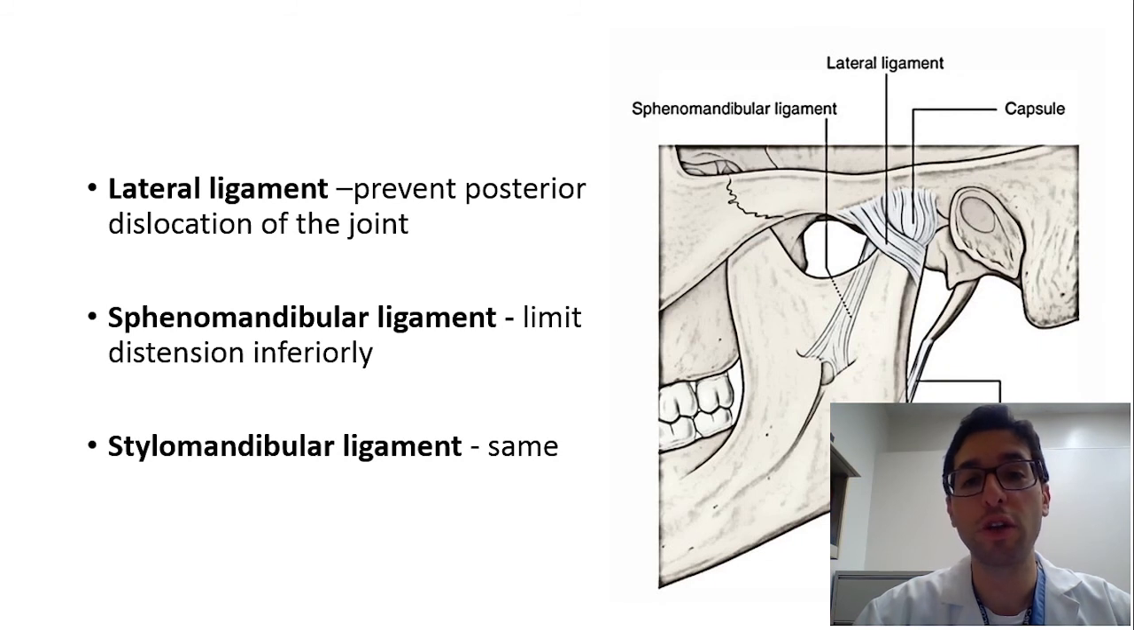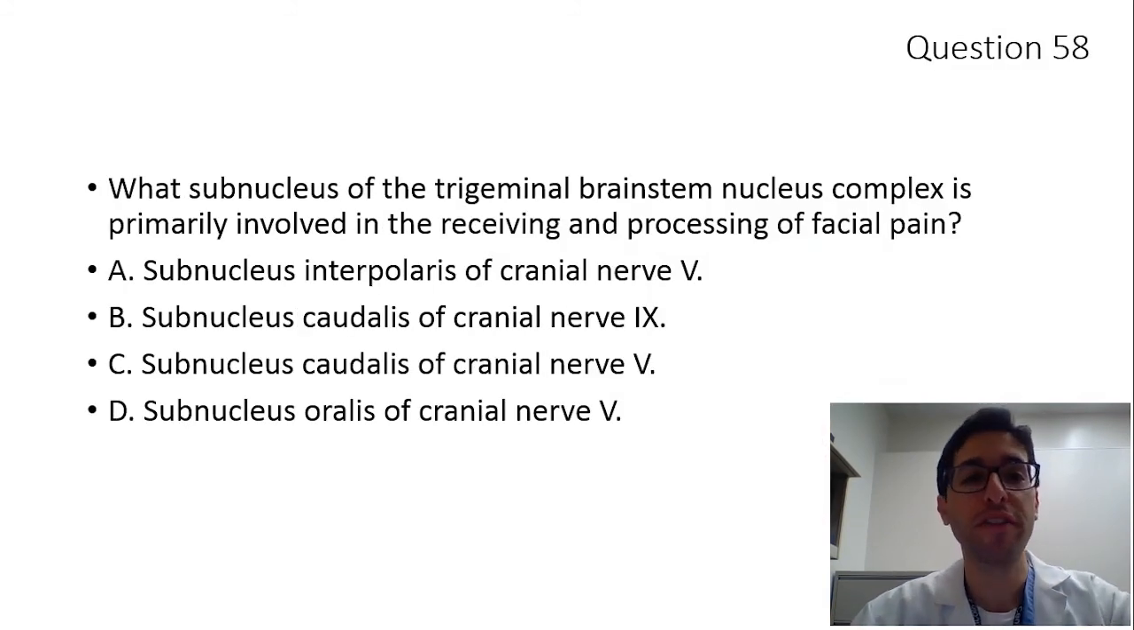Based on their orientation, the only thing they can limit is inferior distension. So they prevent you from opening too much. They prevent your condyle from going down too much. The sphenomandibular and the stylomandibular prevent inferior displacement. The lateral prevents posterior displacement.